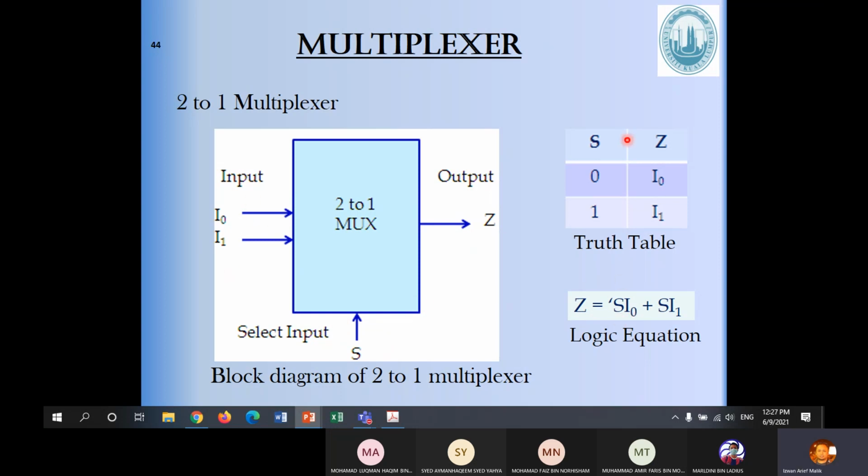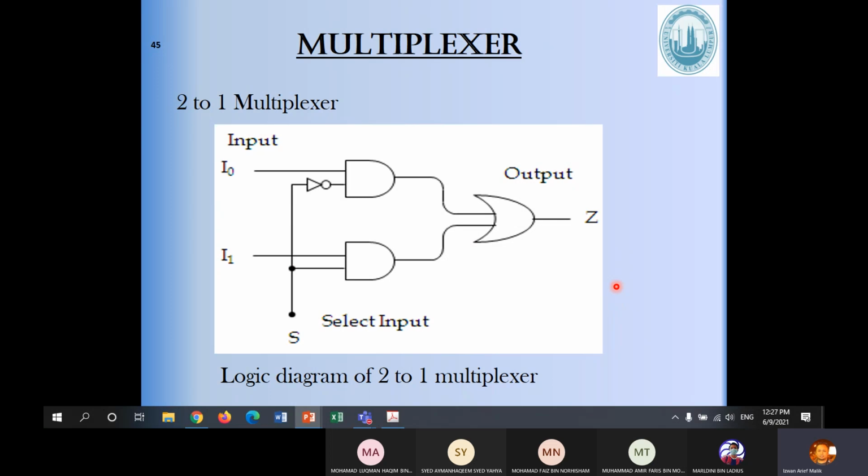So the logic expression derived from this table is equivalent to S bar multiplied with I0 for the first row, plus the second row, S is 1, jadi S lah, tak ada bar, S darabkan dengan I1. So Z equals S bar I0 plus S I1. That is the logic equation. Senanglah, daripada truth table ni you boleh derive you punya logic equation.